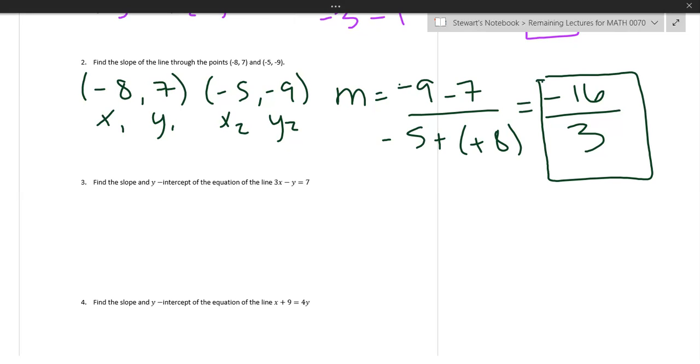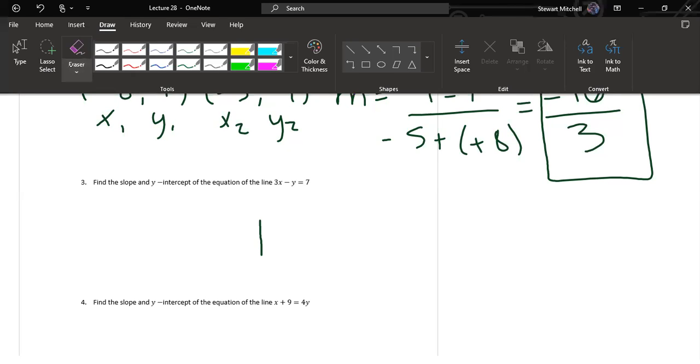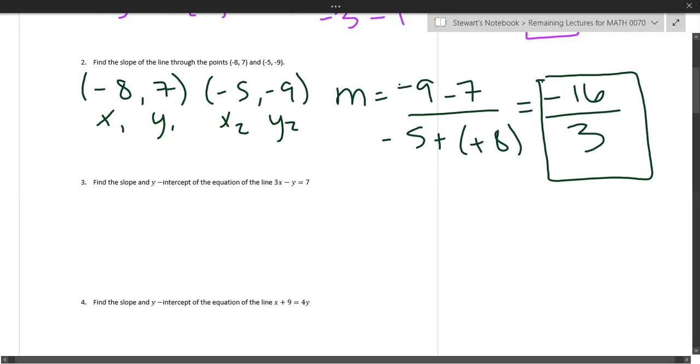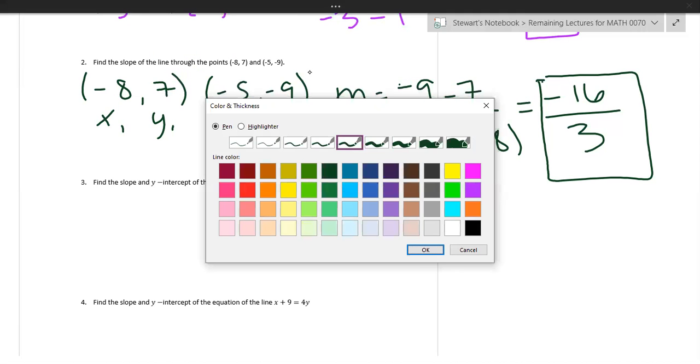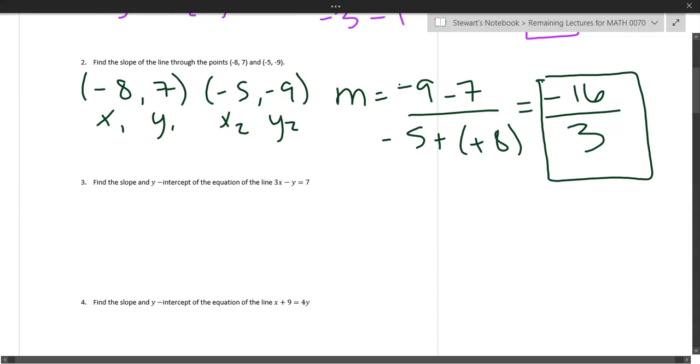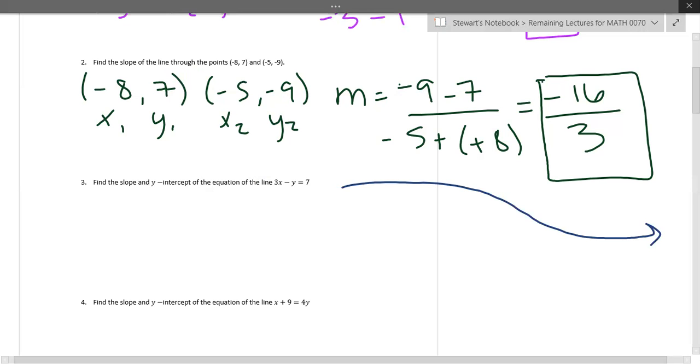Okay, so now we have, that's not what I wanted to do. Thought I had the cursor. We want to find the slope and y-intercept of the equation of the line 3x minus y equals 7. Well, this is a good place, I feel like, to introduce something new, but something useful that you'll see a bunch now. So we're going to take a quick segue over here.